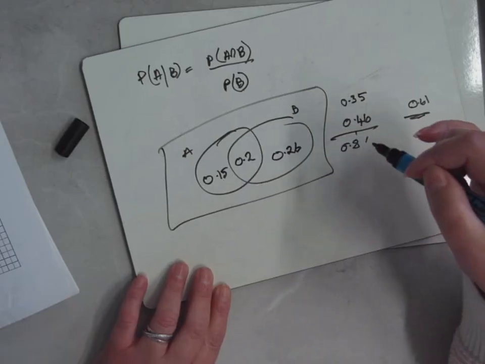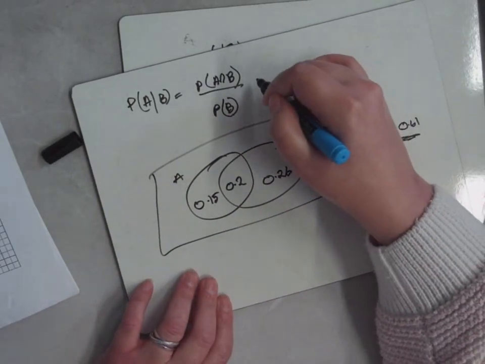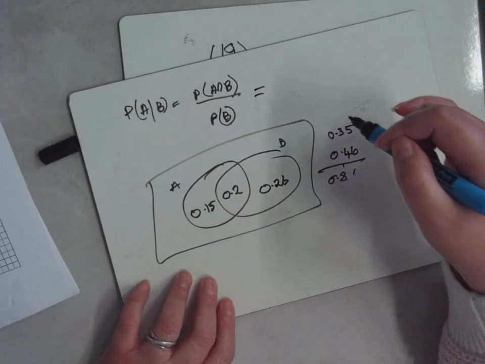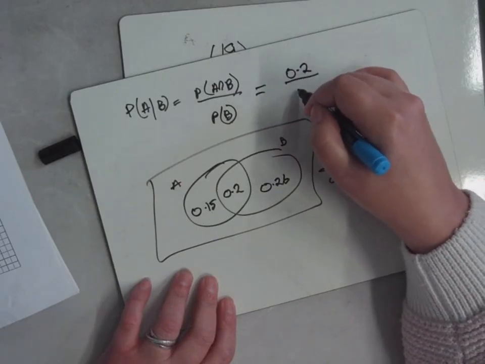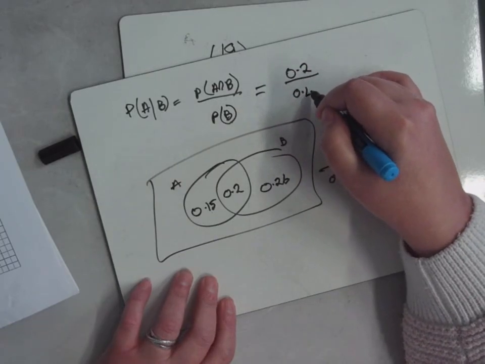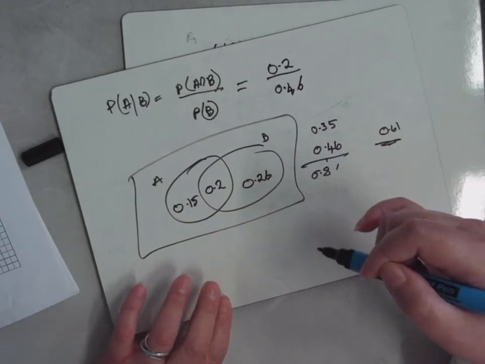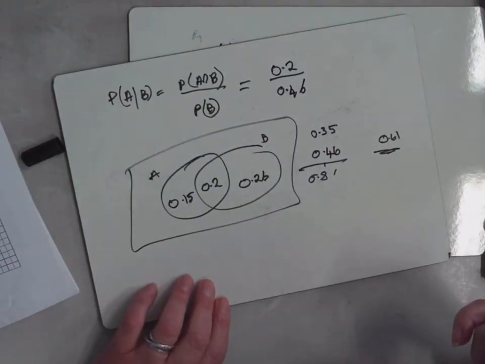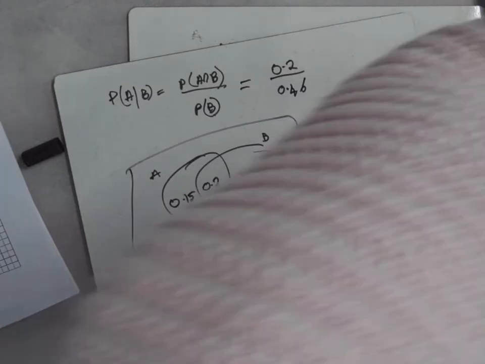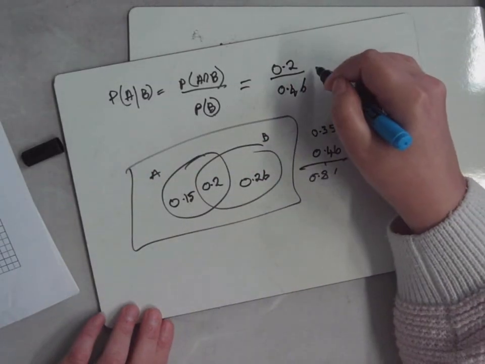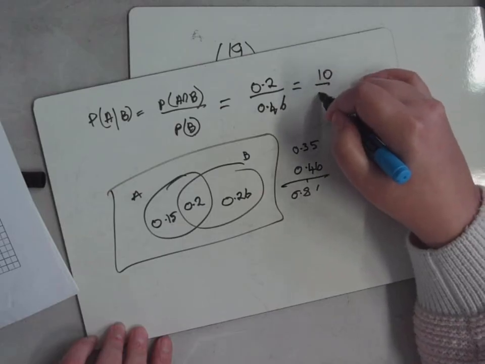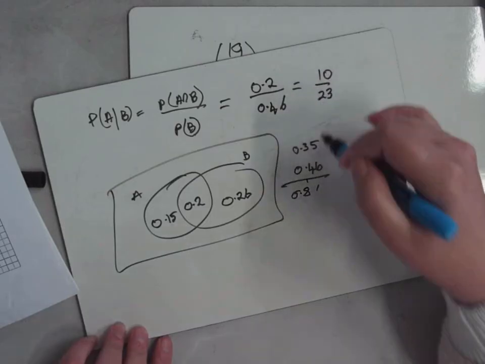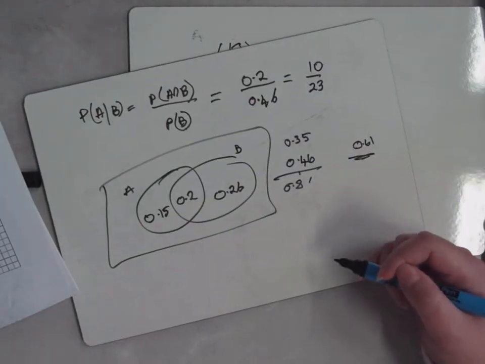You can work out what's on the outside if you want, but you don't need it because you just need to fill out the formula. So A intersection B is 0.2 and the probability of B is 0.46. Into the calculator with that, and the answer is 10 over 23. Or if you give it as a decimal, that would be fine too. And it was 5 marks for that. Okay, is that alright?